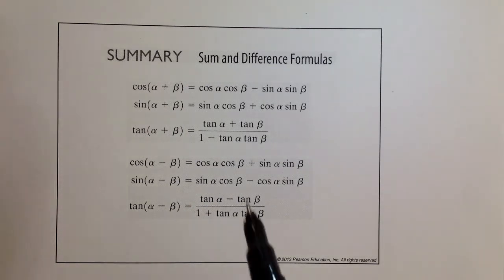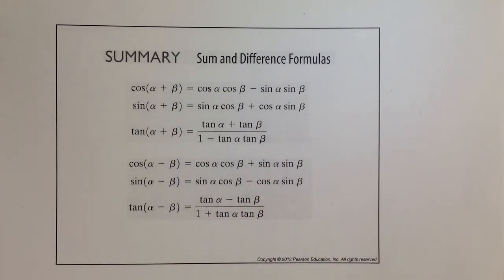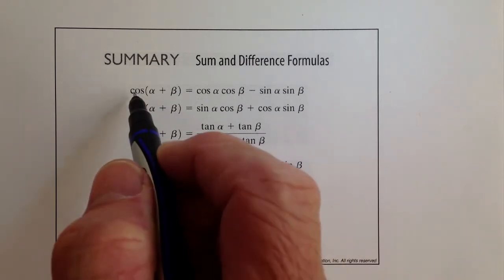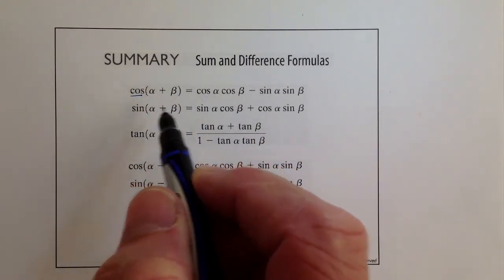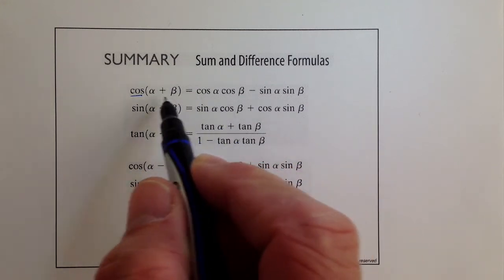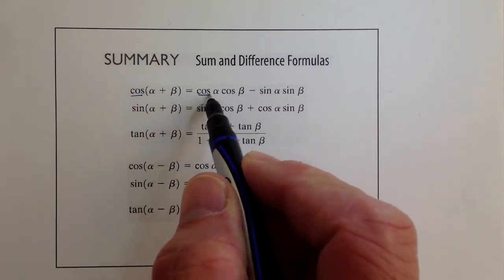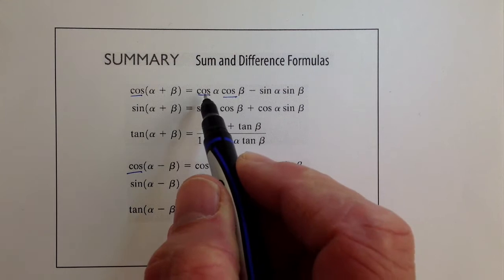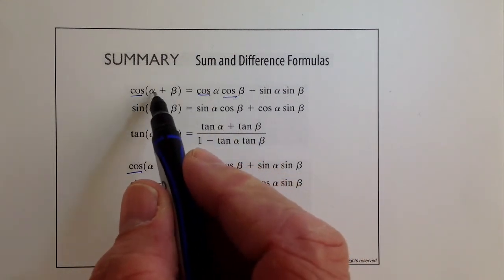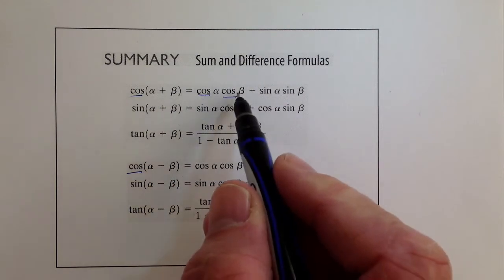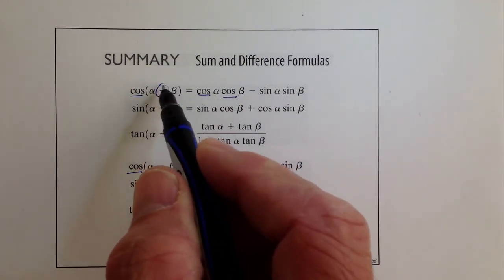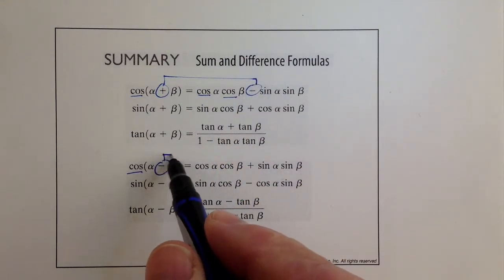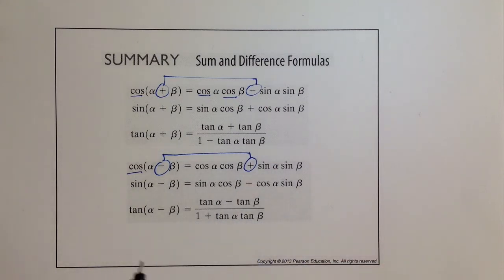A couple things to point out here. It looks like, oh wow, these are really tough to remember. They're actually not. These are the ones that are pretty easy to remember. If you look at the cosine addition formula, you've got cosine of alpha plus beta, and in the cosine formula for both the addition and the subtraction, you've got cosine cosine, so the cosine of the first angle times the cosine of the second angle, and then minus. Notice here when it's plus for cosine, it's minus over here, and when it's minus for cosine, it's plus over here. So just trying to find some patterns.